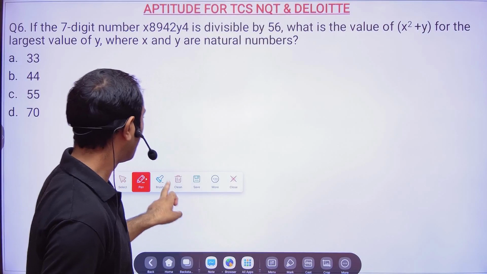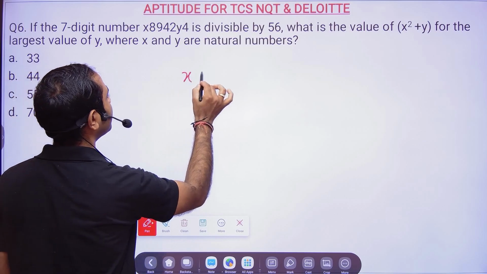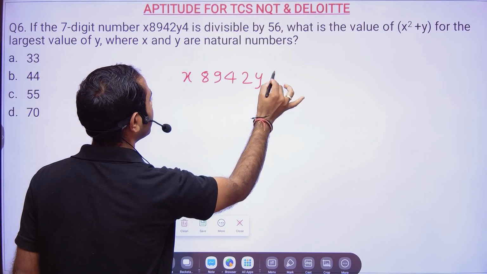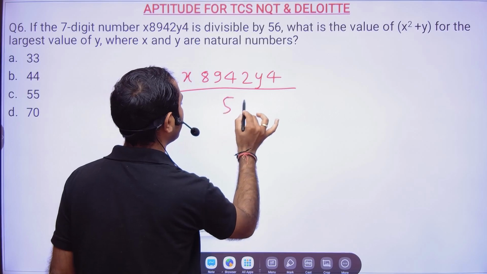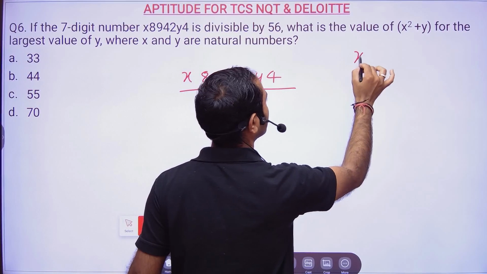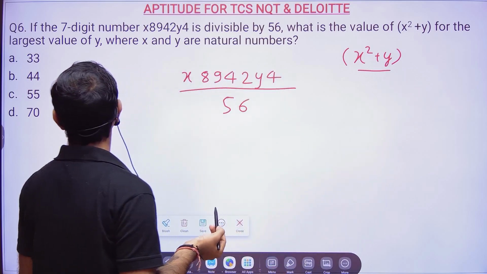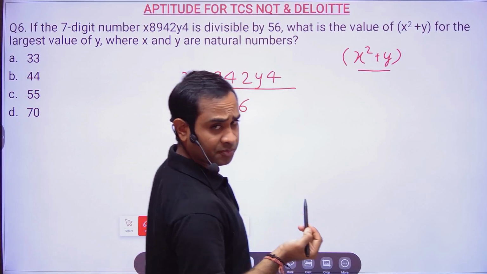So if the 7-digit number x89 42 y4 is divisible by 56, what is the value of x square plus y for the largest value of y, where x and y are natural numbers?